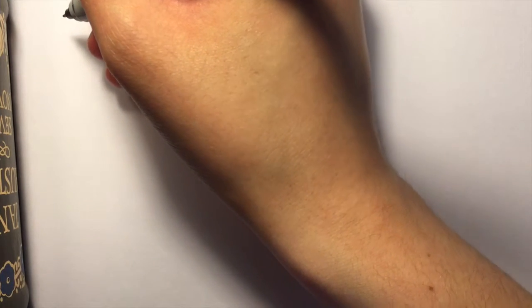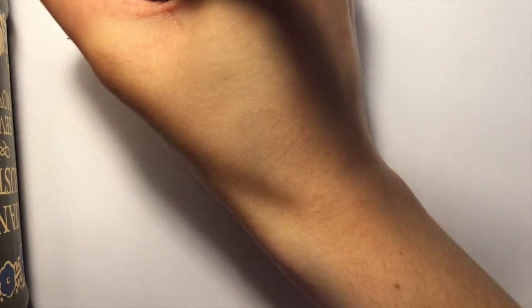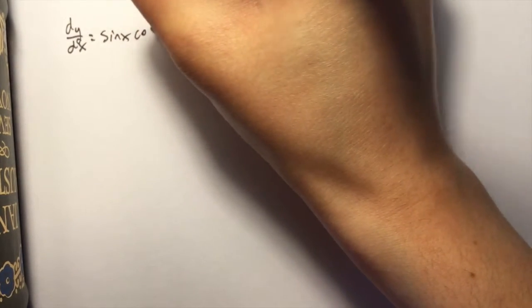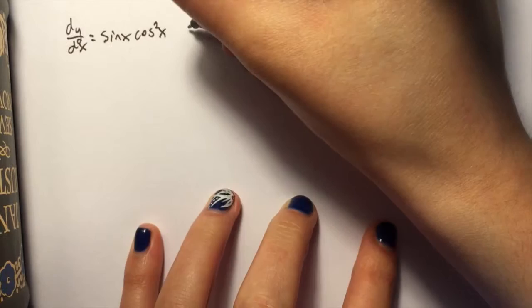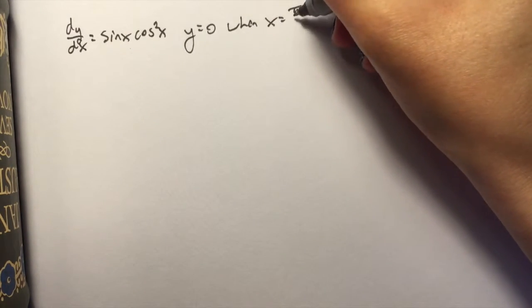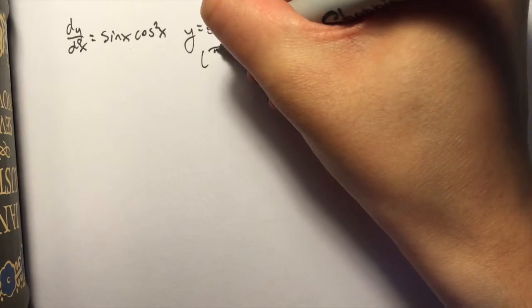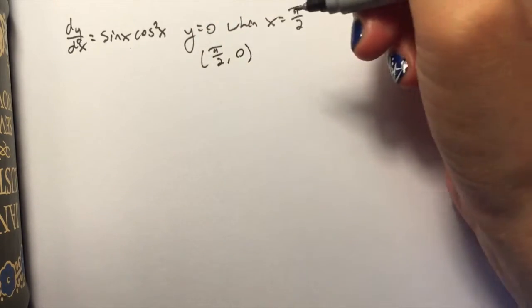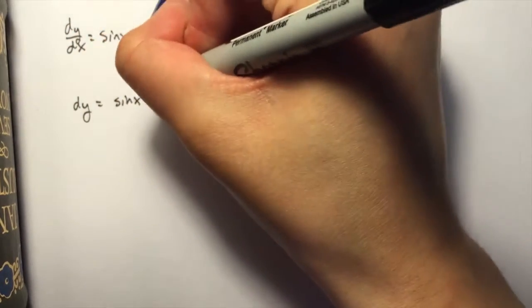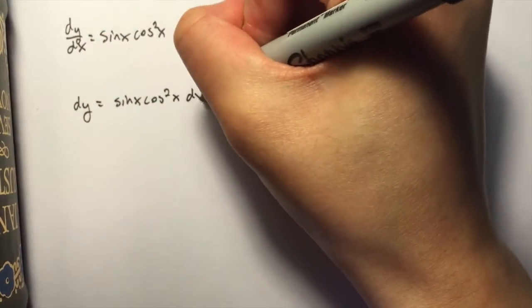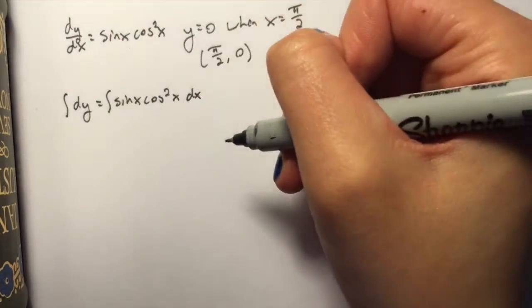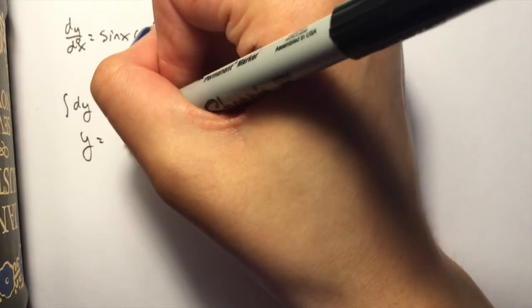In our next example, we are going to solve for y given the equation dy/dx is equal to sine x cosine squared x, and the initial condition that when y is equal to 0, x is equal to pi over 2, which is also the point (pi over 2, 0). So our first step is to separate the variables, so dy is on one side and all the x components are on the other. Next, you have to take the integral of both sides, and the integral of dy is just equal to y.